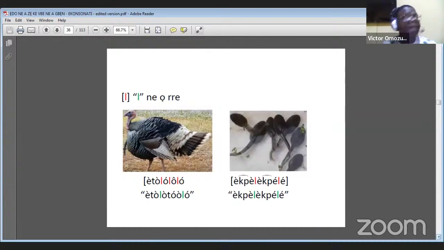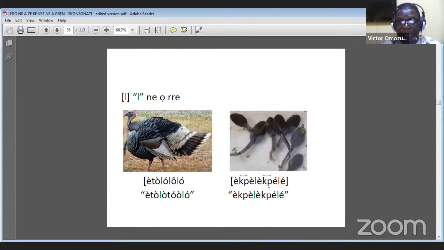And then Li, they always say Li, Etolotolo, Ekpele. And one thing with this Li is that a nasal vowel cannot appear after it. We will note at the end of the presentation that there are some oral consonants that cannot accept a nasal consonant in their environment. So Li is one of them. So after Li, we always have an oral consonant following it.